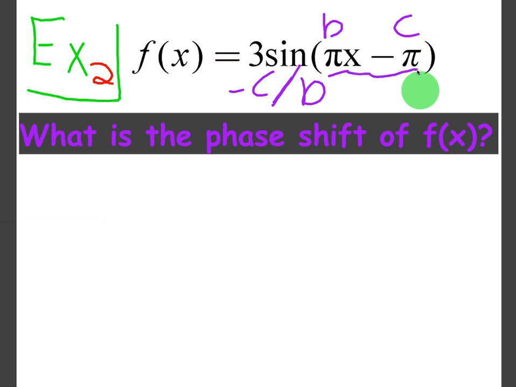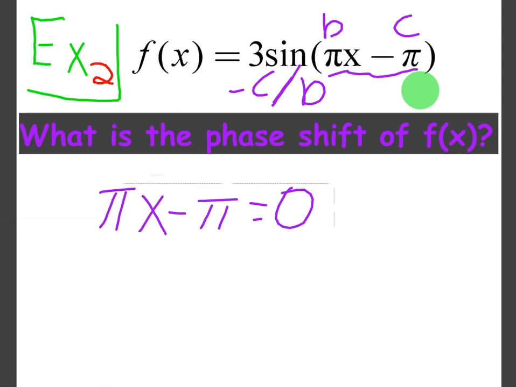But there's an even easier way to do that, or at least an easier way to remember. All you have to do is set what's inside of the parentheses equal to 0, because we know that will give you the initial value of the wave or the shape of the wave for sine or cosine. So I'm just going to set pi x minus pi equal to 0. I probably need to shift this over a little bit so I can have some room.